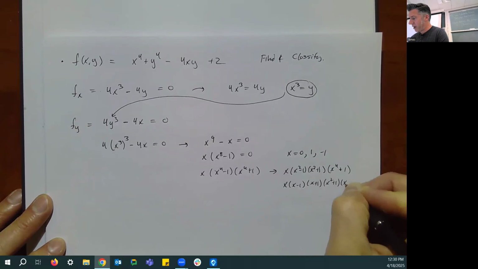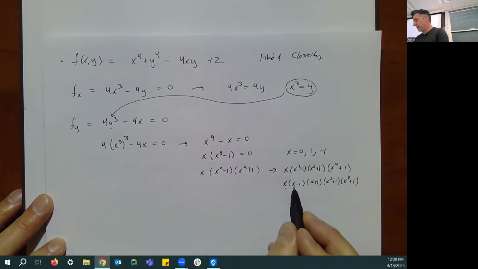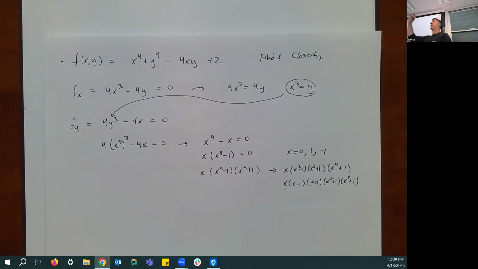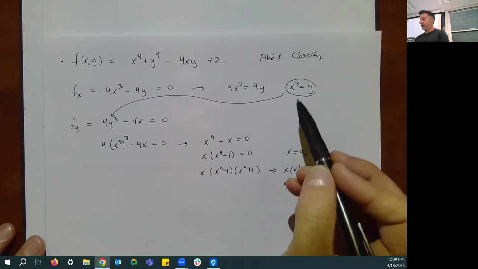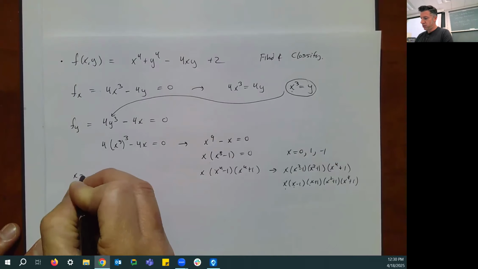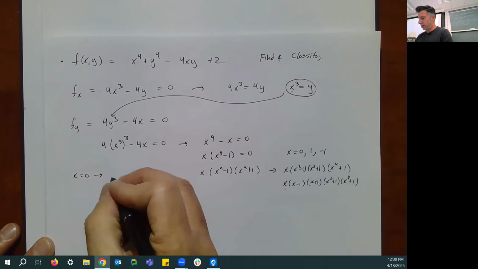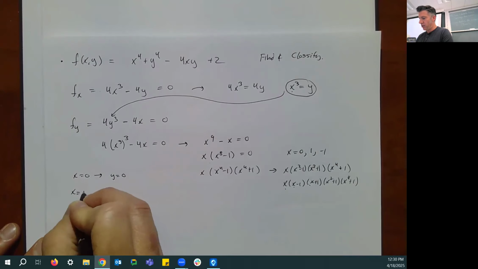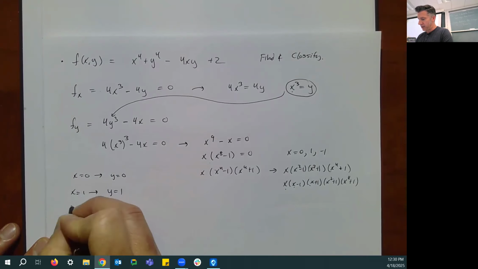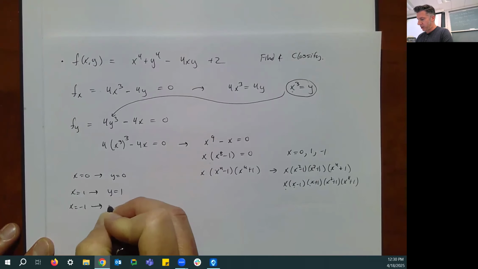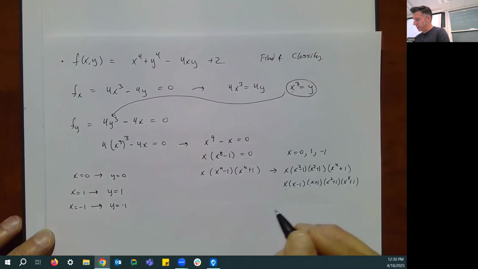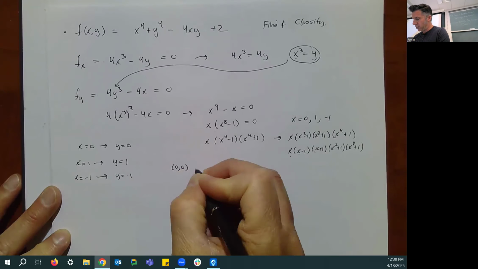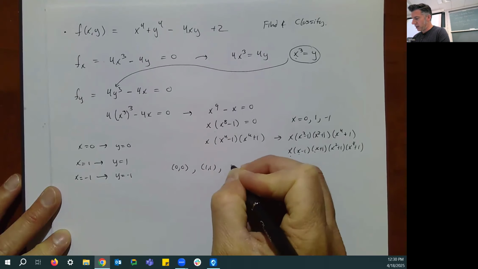And then you can, oh yeah, I can really now see that 0, 1, and -1 are the x parts of my critical points, right? Those aren't critical points on their own. They are half a critical point. So if x is 0, y is going to be 0 cubed. If x is 1, y is going to be 1 cubed. And if x is -1, y is going to be -1 cubed. So we get 3 critical points, and they are (0, 0), (1, 1), and (-1, -1).